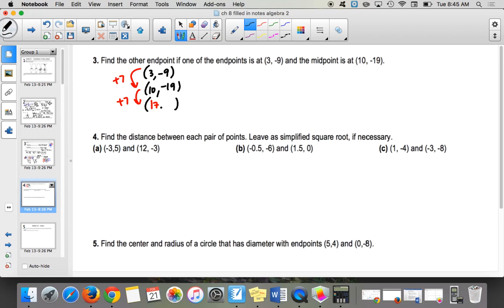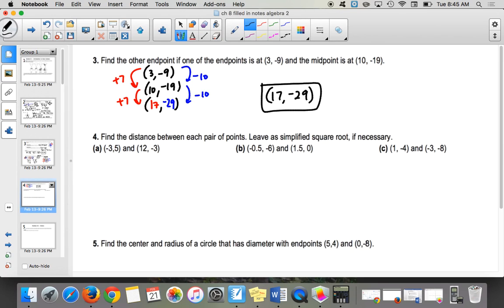All right, same thing for the next one. So if I'm going from -9 to -19, tricky, what am I doing? Yeah, subtracting 10. Do it again. So your answer should be 17, -29. That's the other endpoint. Does that make sense?